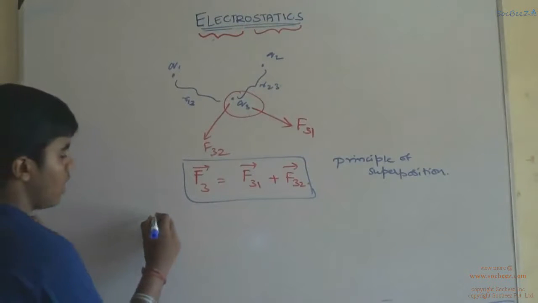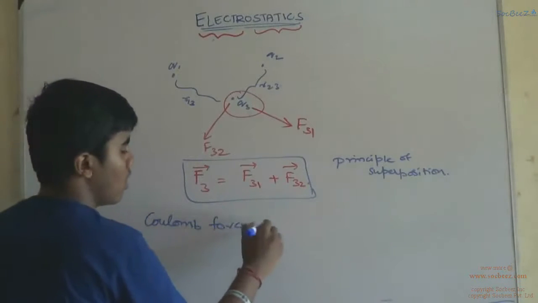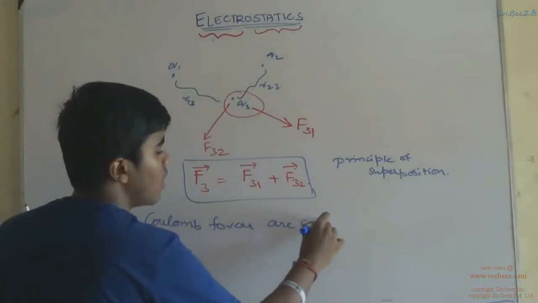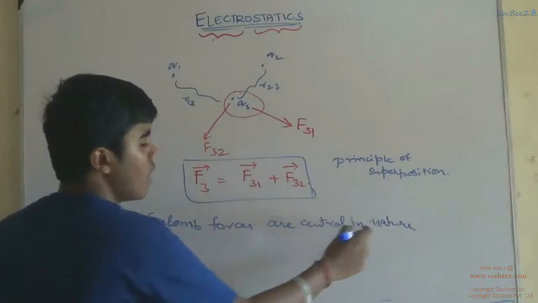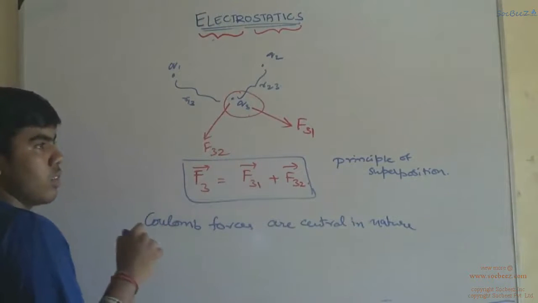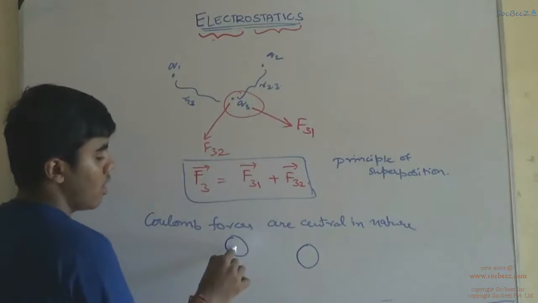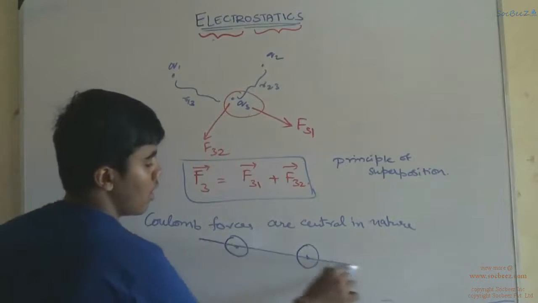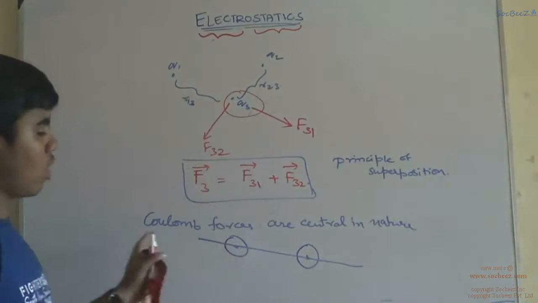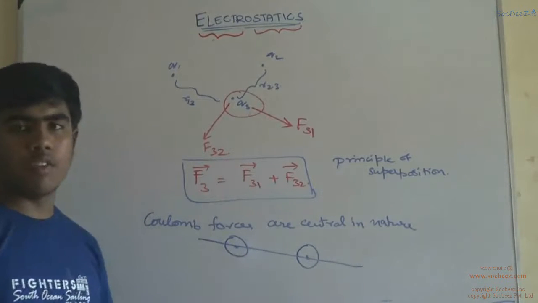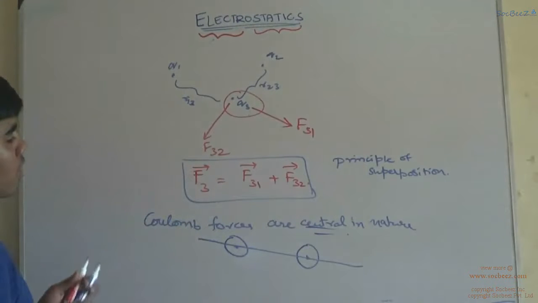Just to mention, Coulomb forces are central in nature. Now what does this mean? Let's say if this is a body and this is a body, this is the center, this is the center. The Coulomb force acts along this line. So whenever a force acts along the line joining the centers of the two bodies, that force is called central. So Coulomb forces are central in nature.